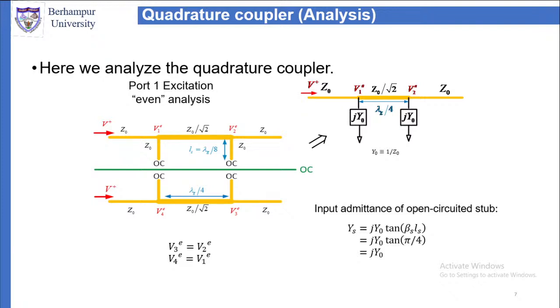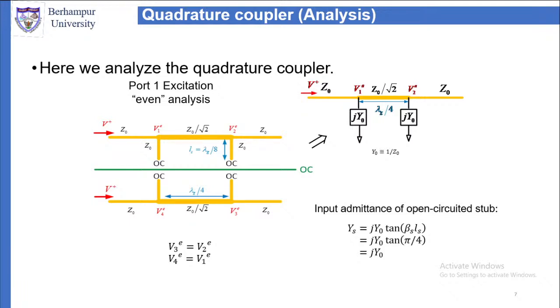At port 1, we are giving input voltage V plus, it is coming towards port 1. Exactly at port 1, the voltage, let us say, is V1 even, because we are doing even mode analysis. At port 2 it is V2 even. Similarly at port 3, V3 even, and at port 4, V4 even.